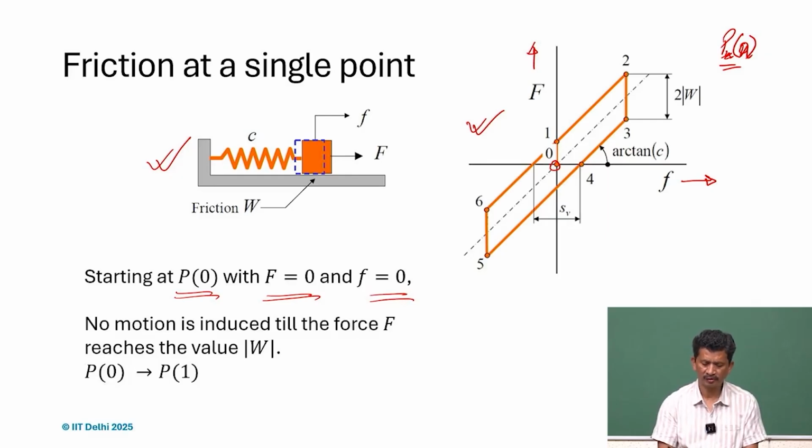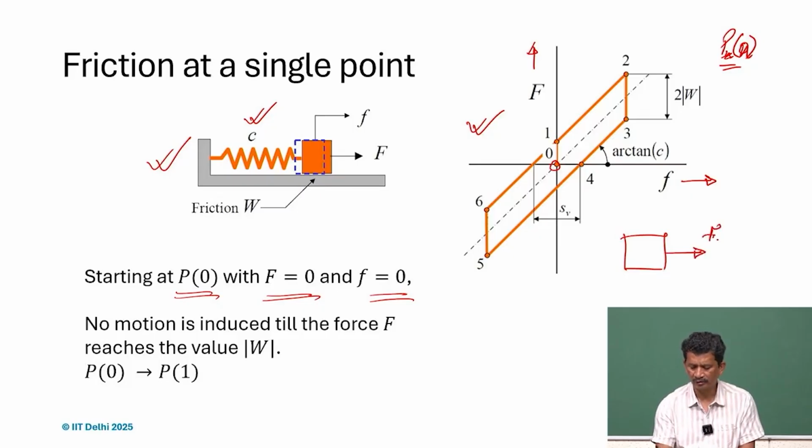What happens when we start applying the force? Although there is a spring attached here, if there is no deflection, there will be no force, no spring force acting. So if there is a force applied which is smaller than W, it will simply be adjusted by this W, the friction force, I would say, which is equal to F, and it's self-adjusting. So this value will be less than W.